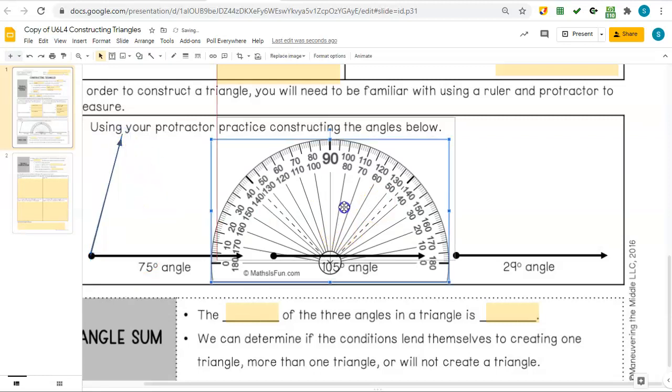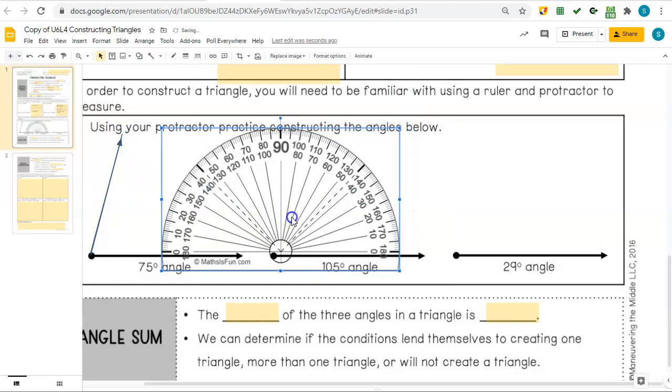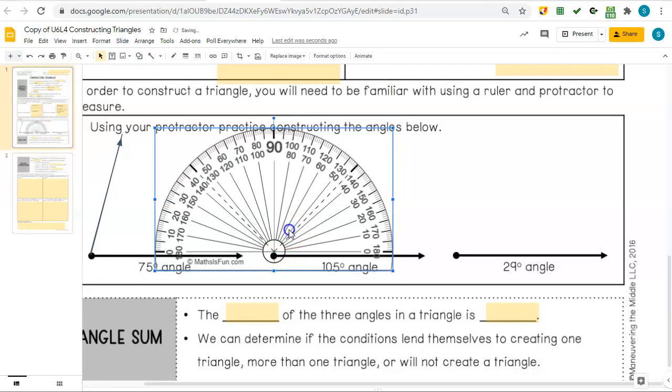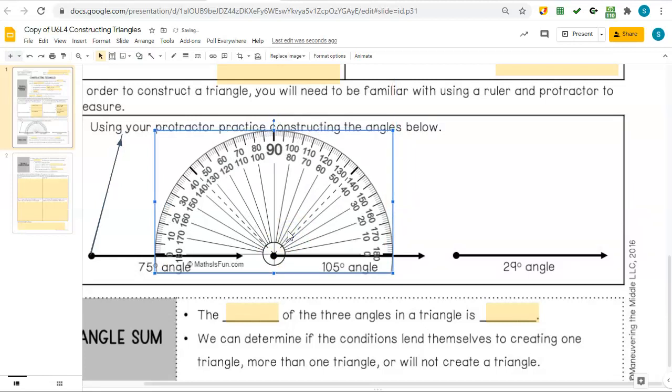There we are. Now we want 105 degrees. So again, it's very important we put this point on the vertex. I'm going to grab my line here, my arrow here. Move this point also to the vertex, at least as close as I can do. And then move this point over to 105. And again, I'm using the inside numbers there. And there is my 105.